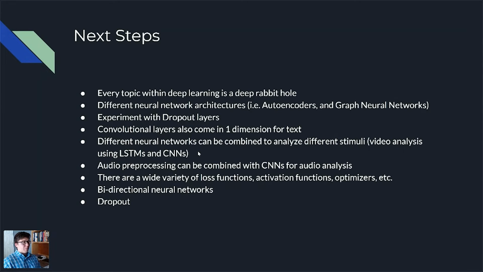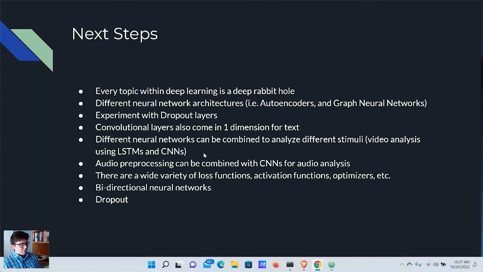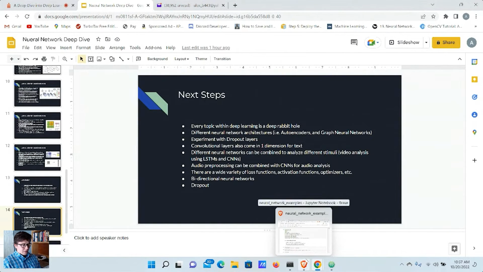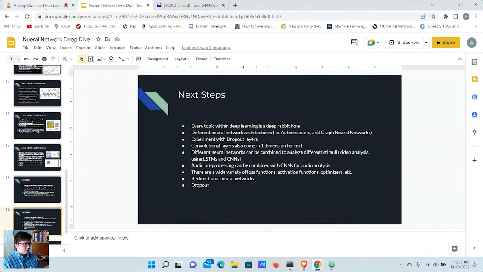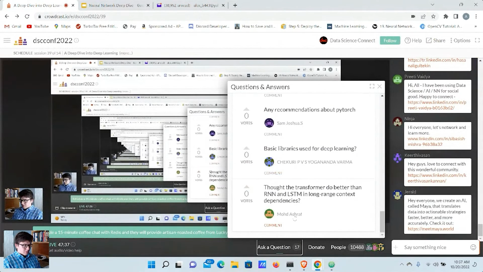And then you can even combine different neural network architectures. I remember I've been looking into a lot of LSTMs combined with CNNs for video analysis lately. Really cool stuff. So that's the presentation. I believe I came in a little late, so I have a little bit of time to go through questions.